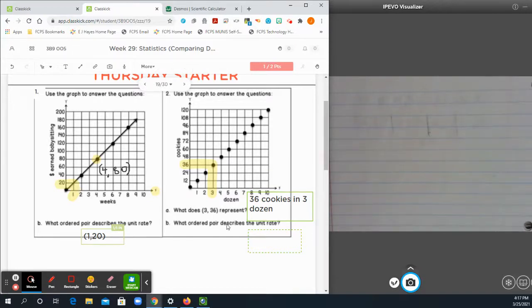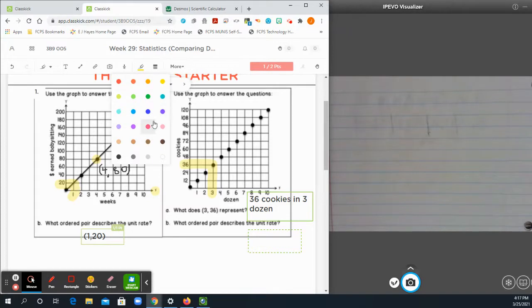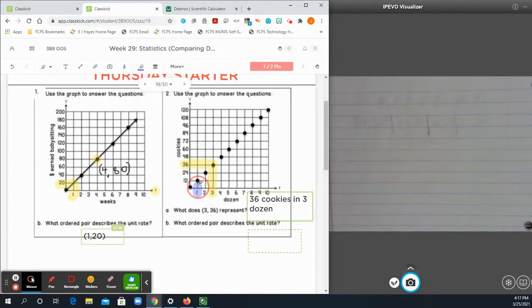It says, what ordered pair describes the unit rate? Well, again, let's think back to what we did in number 1. To find a unit rate, you always go up from 1. That's the secret, until you hit the line. So I'm going to go up from 1 here, and then I'm going to go over to 12. So in this case, I've got 12 cookies per 1 dozen. And the way you'd write that in ordered pair form would be, you do your x first, parenthesis 1 comma 12, close parenthesis, and you should be good.